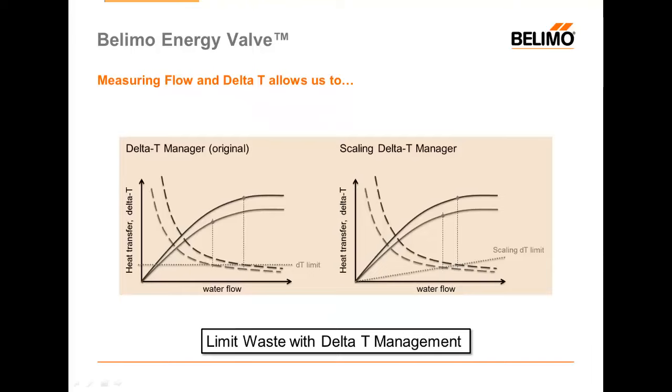And thirdly, by measuring flow and delta T, we can limit waste by managing the delta T. The Belimo Energy Valve allows you to set a delta T set point. The set point is really more of a threshold, and it will not allow the performance of the coil to stay below the threshold that we have set. This forces less water into your coil and creates a more efficient heat transfer process, and that means less GPM to create the same load.